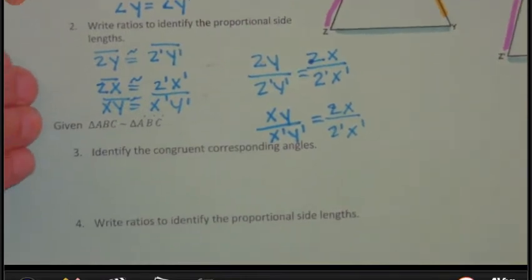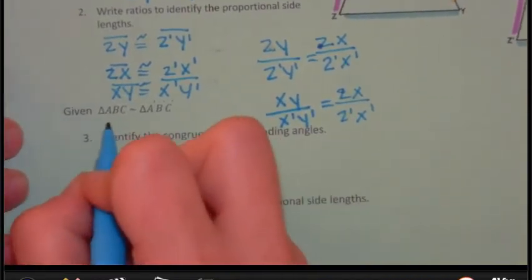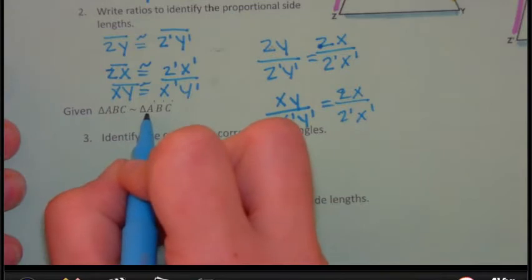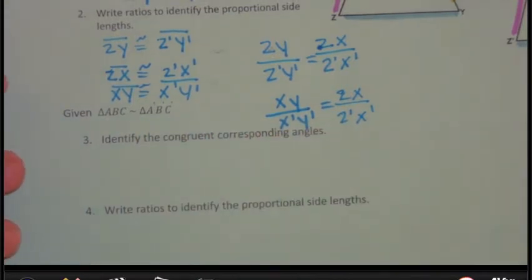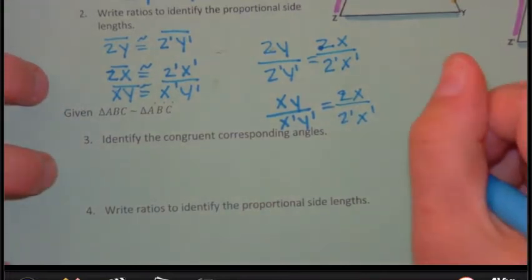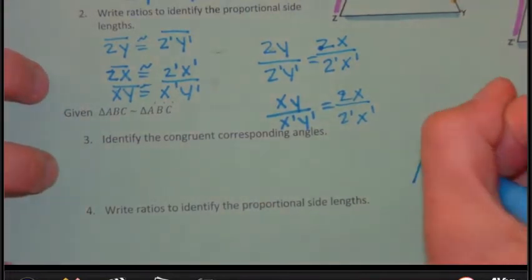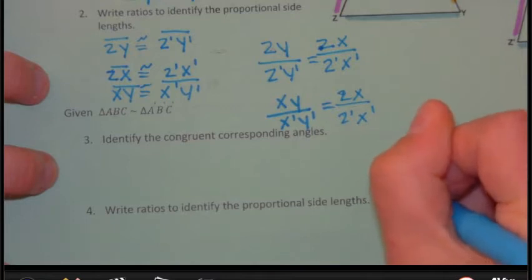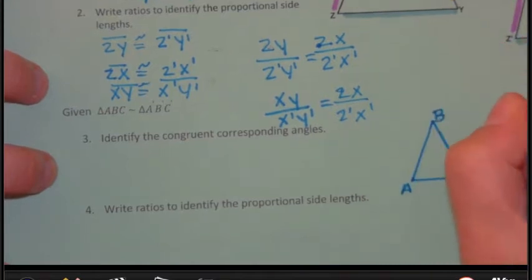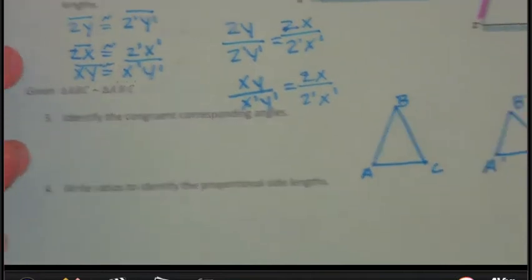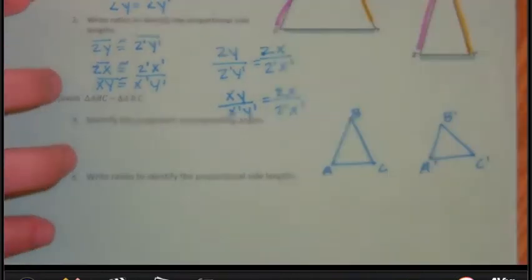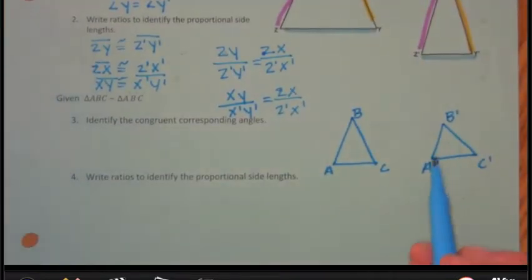Okay. All right. Given triangle ABC is similar to triangle A prime, B prime, C prime. Now, I do not have any triangles drawn. I can draw my triangles. Okay. So I have A, B, C. Then I have another triangle, A prime, B prime, and C prime. And you're probably asking, okay, well, Ms. Roberts, when you're drawing these, how do you know where A, B, and C go?